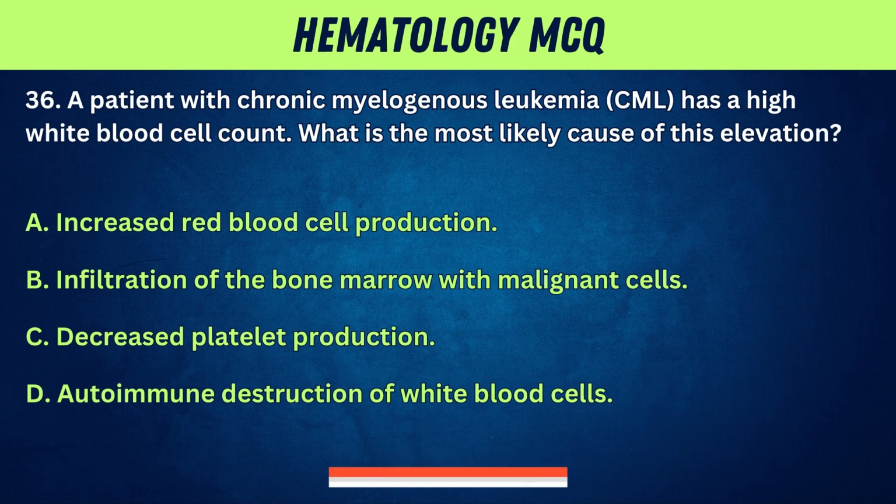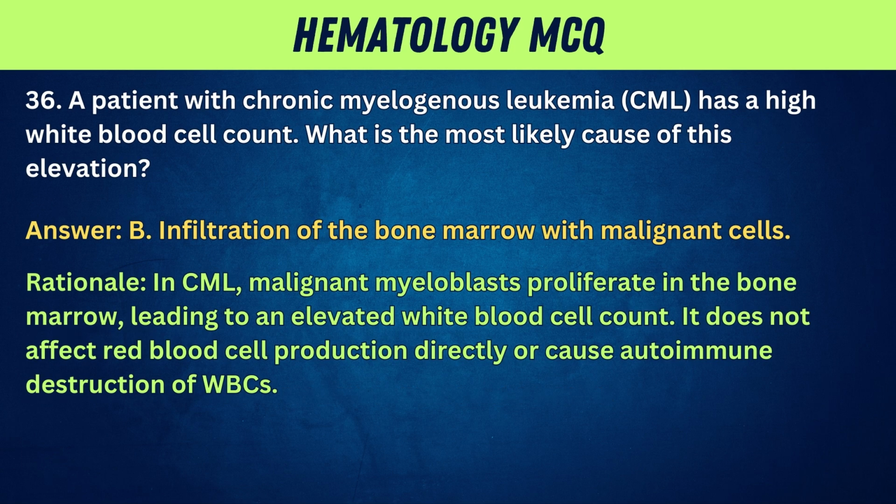36. A patient with chronic myelogenous leukemia, CML, has a high white blood cell count. What is the most likely cause of this elevation? A. Increased red blood cell production. B. Infiltration of the bone marrow with malignant cells. C. Decreased platelet production. D. Autoimmune destruction of white blood cells. Answer: B. Infiltration of the bone marrow with malignant cells.